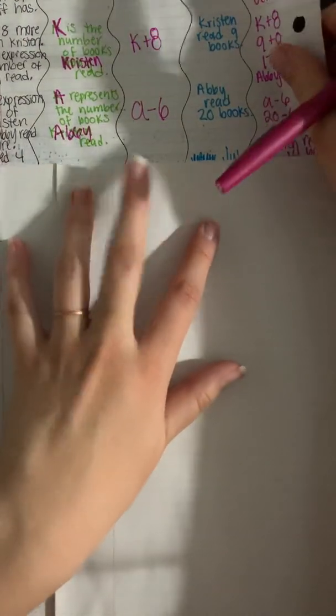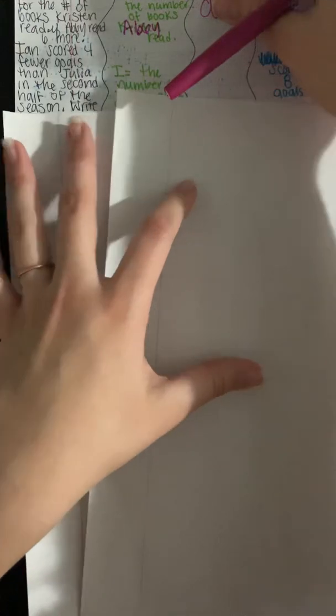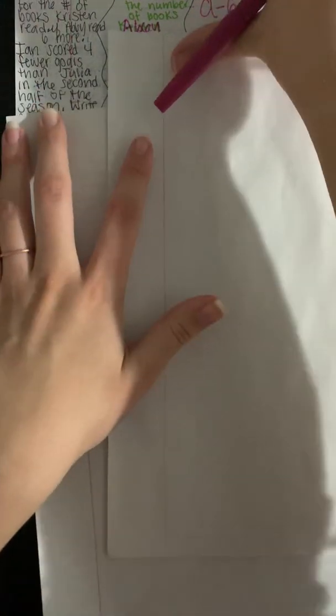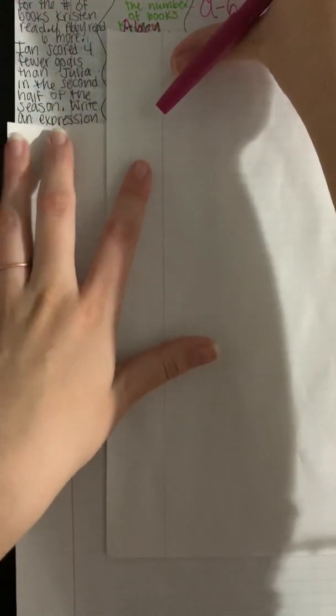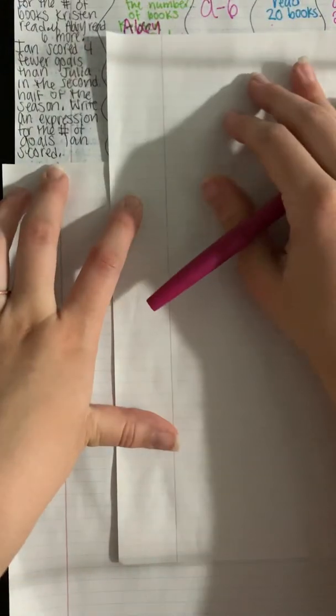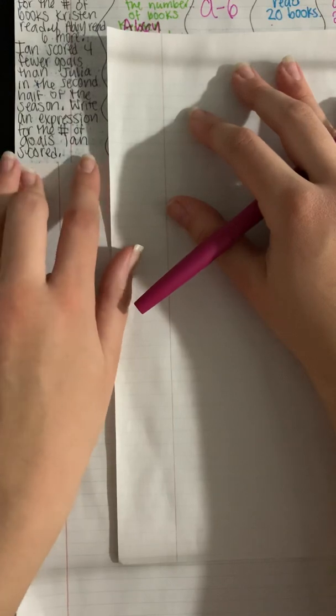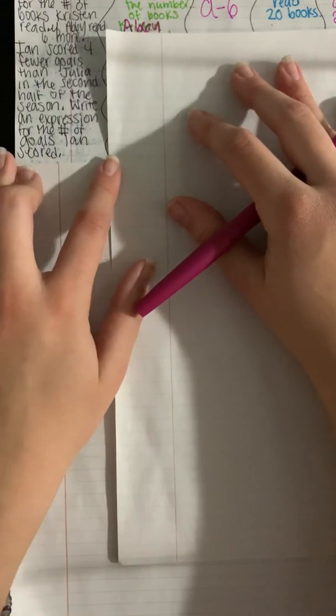All right, and we're almost done. We have just 2 more. And our last set of problems is about soccer. So Ian scored 4 fewer goals than Julia in the second half of the season. Write an expression for the number of goals that Ian scored. Ian scored 4 fewer goals than Julia. So that means Julia scored more.